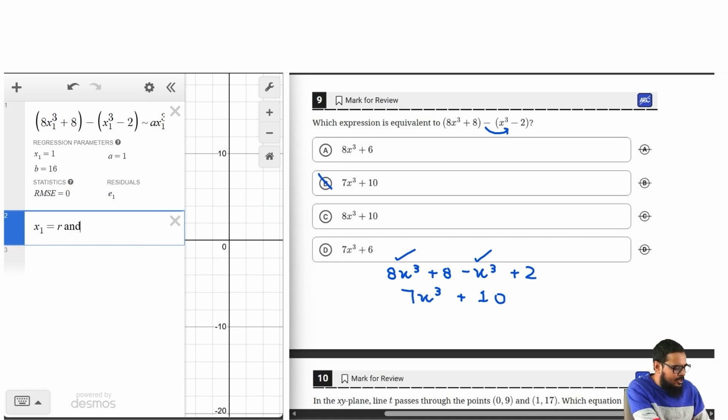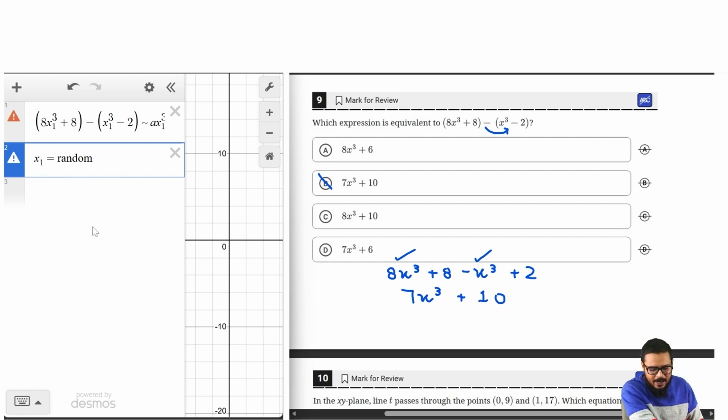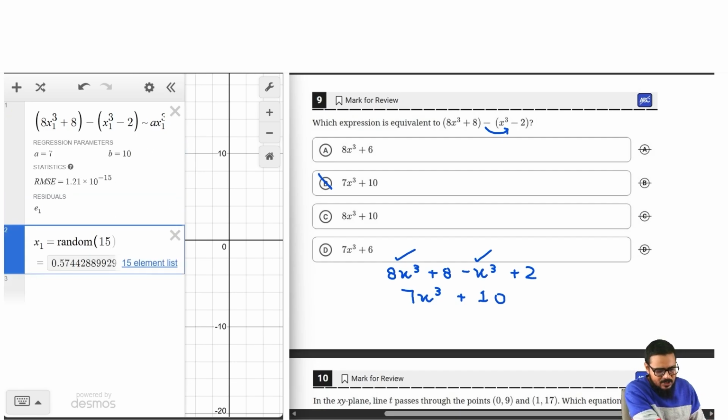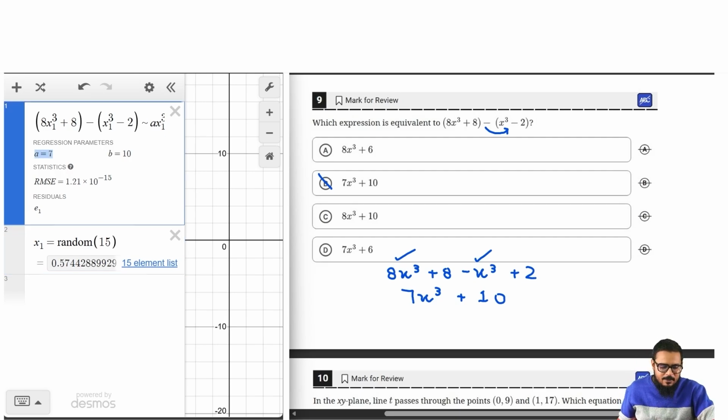I can just write random. I can also use the bracket regression method, random, and let's test this entire system for 15 random values of x. And Desmos gives you the right values of a and b right at the top. A comes out as 7 and b comes out as 10. So ax cubed plus b is actually equal to 7x cubed plus 10. That should be the right answer, answer option B.